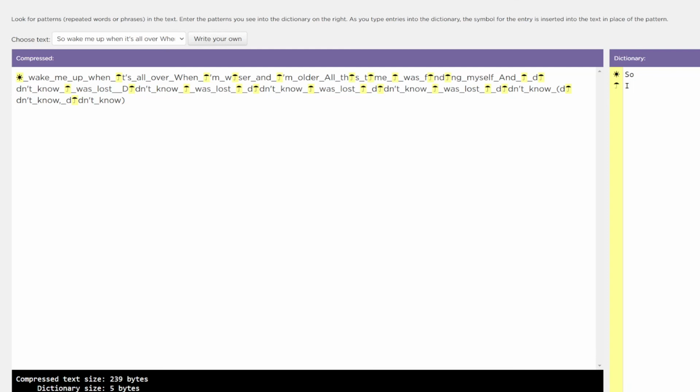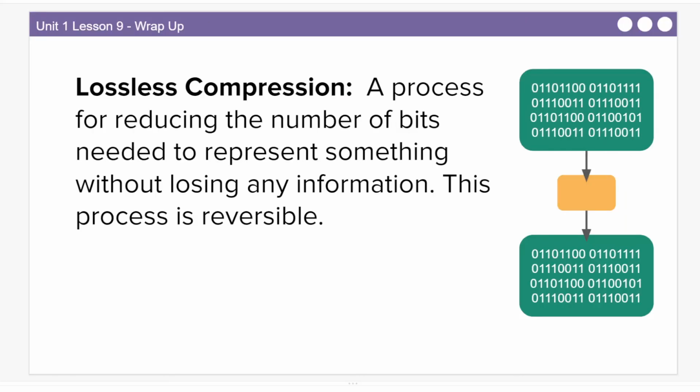same message over. And really the idea of lossless compression is just a process for reducing the number of bits needed to represent something without losing any of the information. That means the process is reversible with no loss of information. And that's really the key to lossless compression.